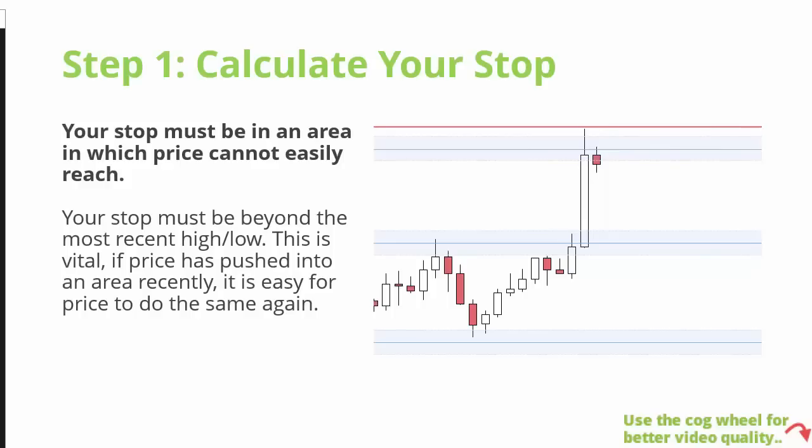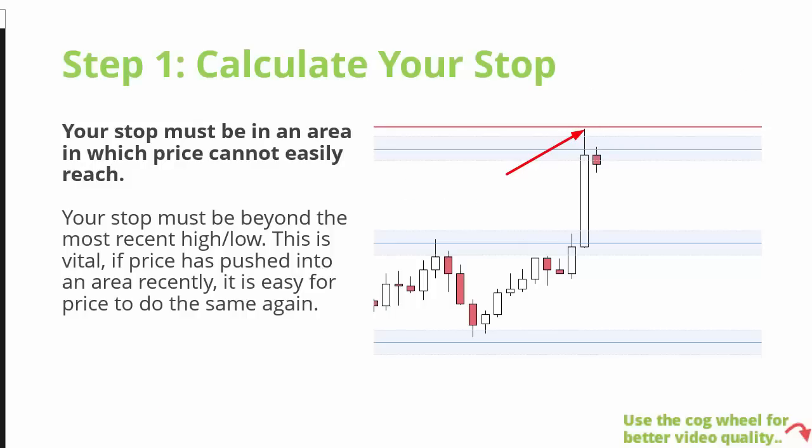So that's why you want to try and place your stop loss above one of the most recent highs. If you were entering a long trade, obviously, if this was reversed, you'd want it beyond the most recent low. But in this case, it's a short trade, so you want it beyond the most recent high. The reason for doing that is because price has been able to easily reach this point in the very recent past. So I want my stop loss beyond that point, in a spot in which buyers are going to struggle to reach.